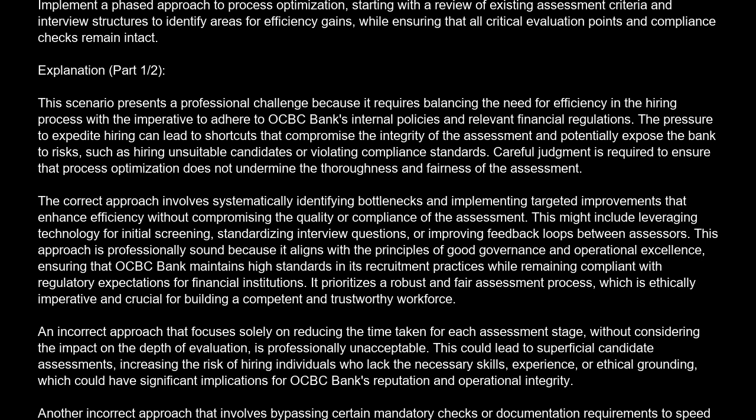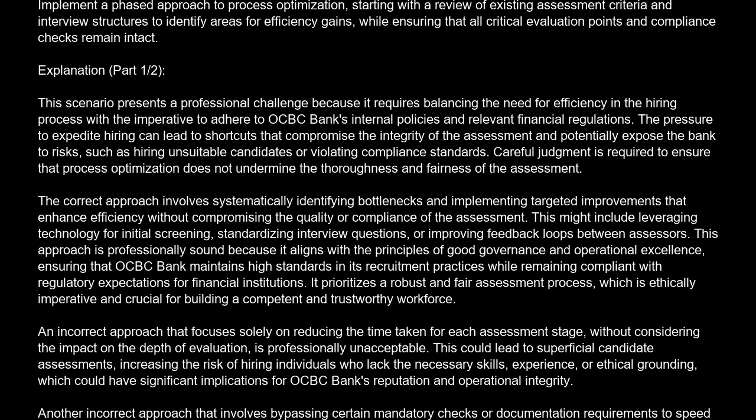Explanation. This scenario presents a professional challenge because it requires balancing the need for efficiency in the hiring process with the imperative to adhere to OCBC's internal policies and relevant financial regulations. The pressure to expedite hiring can lead to shortcuts that compromise the integrity of the assessment and potentially expose the bank to risks, such as hiring unsuitable candidates or violating compliance standards. Careful judgment is required to ensure that process optimization does not undermine the thoroughness and fairness of the assessment.